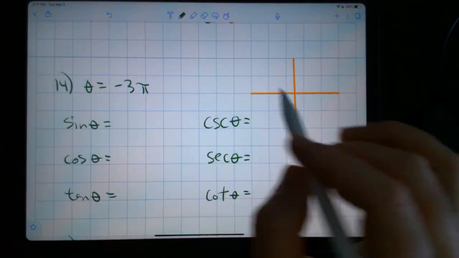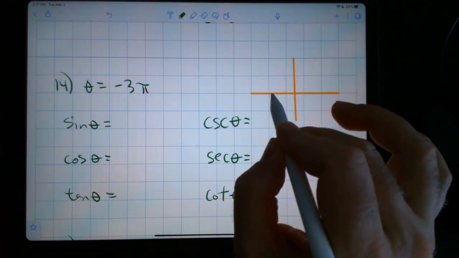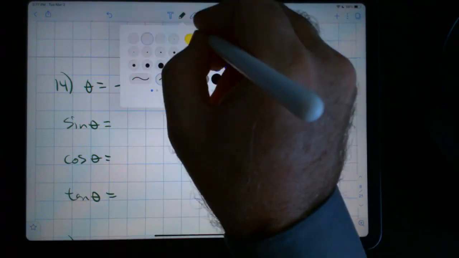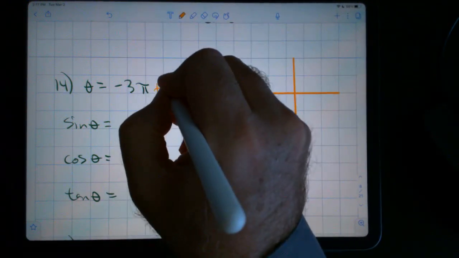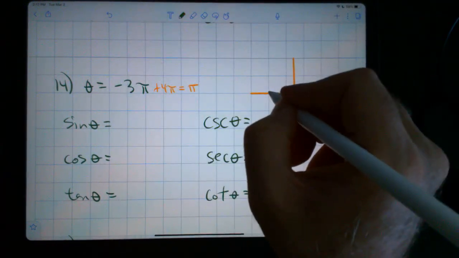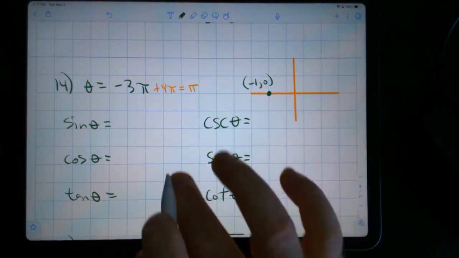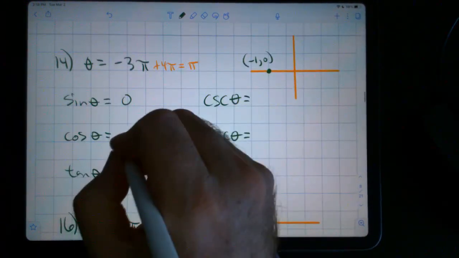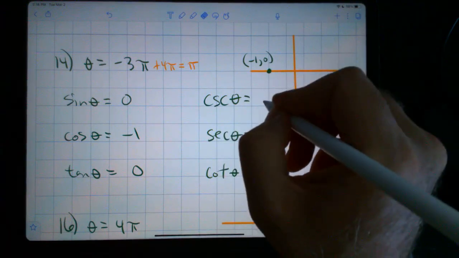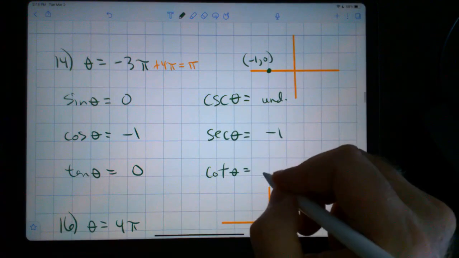Negative 3 pi. Negative 3 pi is going to be negative 1, negative 2, negative 3. If you like, you can add 4 pi. That point right there is when x is negative 1, y is 0. So that sine is 0, cosine is negative 1, tangent is sine over cosine. Inverse of this, undefined, inverse, and inverse.